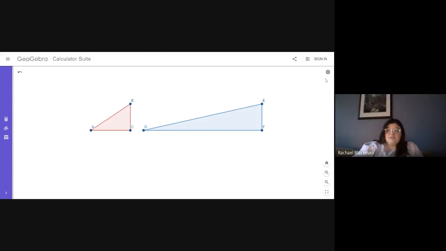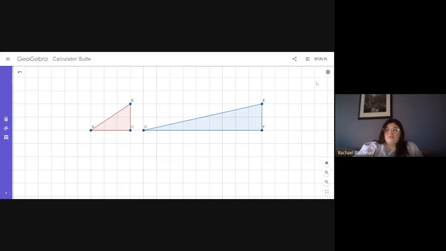I want to look at what this looks like on the graph real quick. Maybe we can find a scale factor. So I'm going to turn the grids on. Remember, you can find the scale factor by taking the ratio of your image to your pre-image. This one here, we could actually count the length of that segment. This one is 9 units long, this one is 3 units long, 9 divided by 3 is 3. So we had a scale factor of 3 on that one.